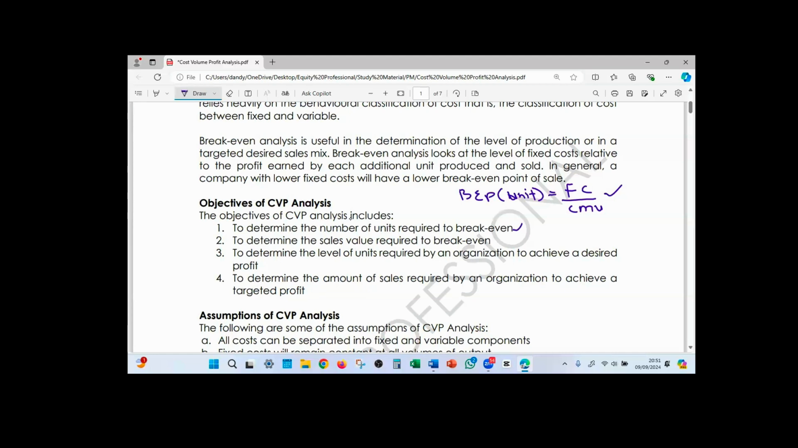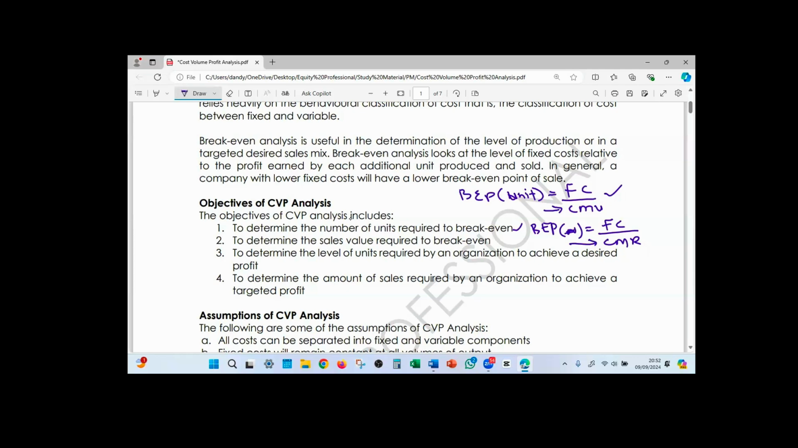The second one states that to determine the sales value required to break even, I would say break-even points in naira will be equal to the fixed cost divided by contribution margin ratio. Anytime you are referring to break-even point in units, the denominator must be contribution margin per unit. Anytime you are referring to break-even points in naira, the denominator must be contribution margin ratio or profit volume ratio.